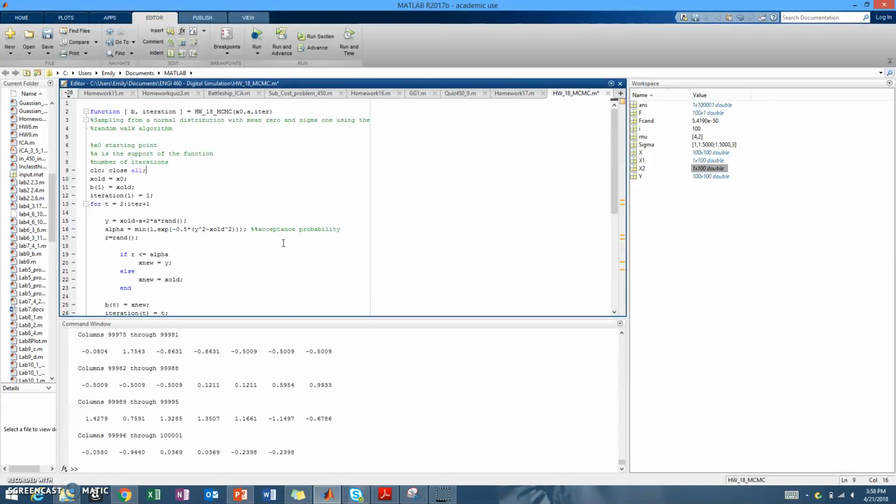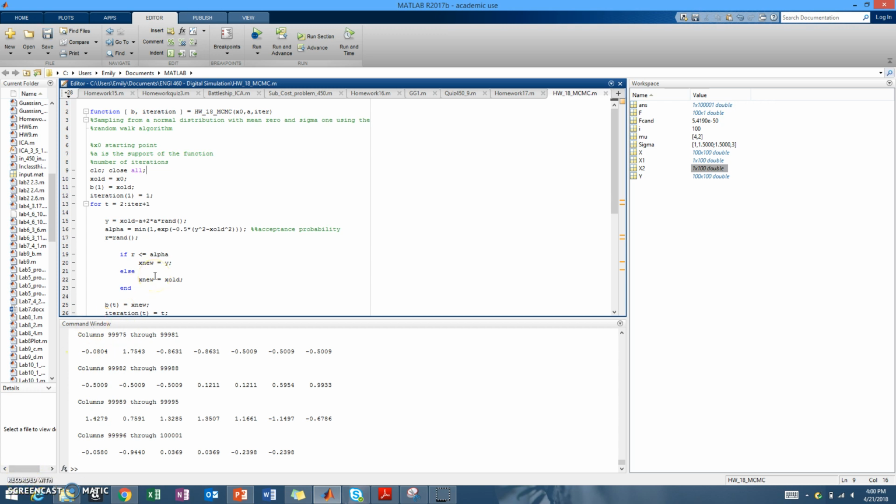We're going to go over some code that we've transferred over to MATLAB from Maple that goes through sampling from a normal distribution with a mean of 0 and a sigma of 1 using the random walk algorithm. And so we've created this function that takes the initial starting point, which is x naught, and then it takes a, which is the support of the function, and then the number of iterations you want to run it, and it kicks out b, and it kicks out the number of iterations it takes to get there. So Ashley is going to go in depth on our code and kind of run it for you, and we can check out our results.